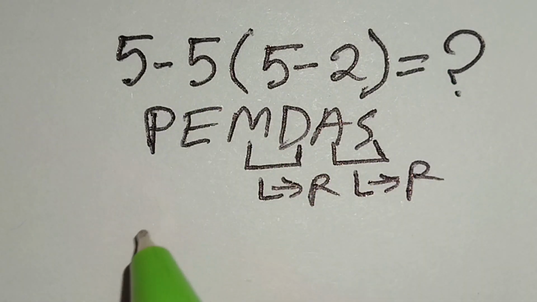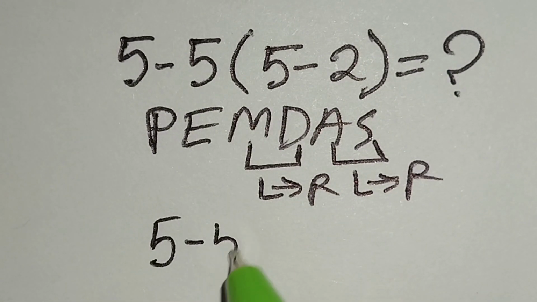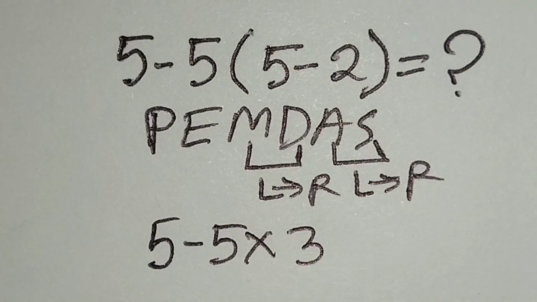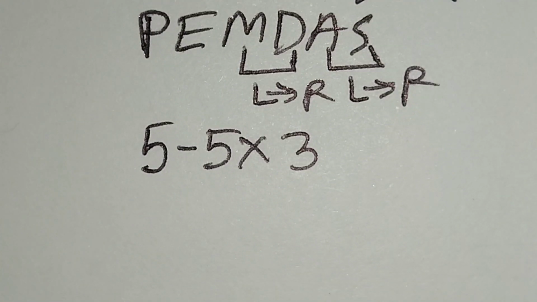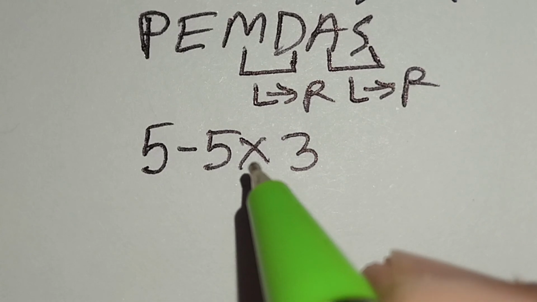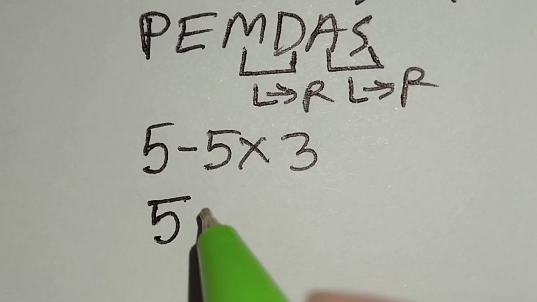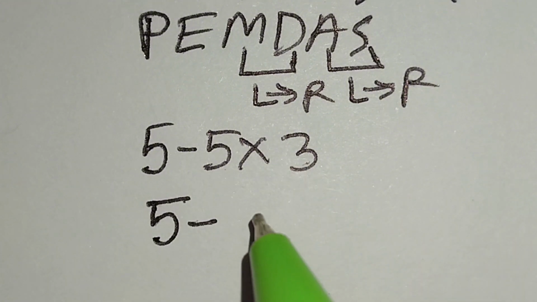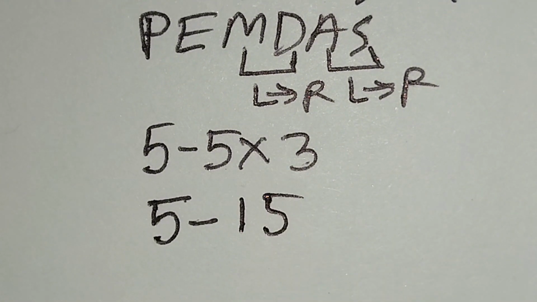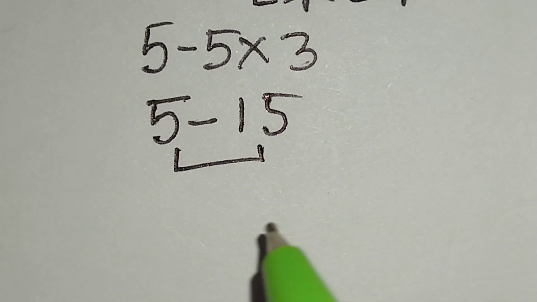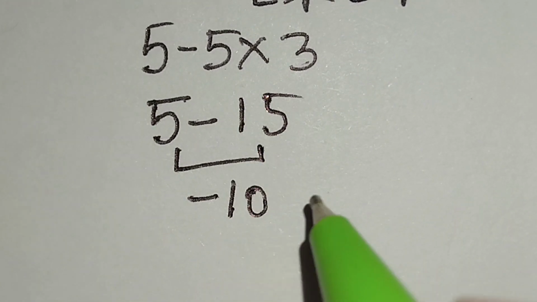Here this 5 minus 5 multiply 5 minus 2 gives us 3. According to the order of operation, now I have to work with this multiplication. Here this 5 minus 5 times 3 gives us 15. 5 minus 15 gives us negative 10. And this is correct answer.